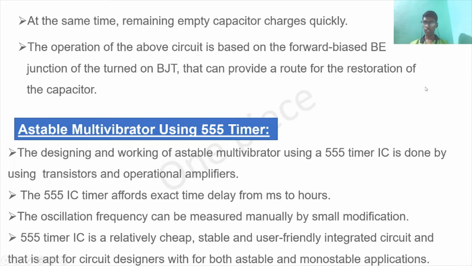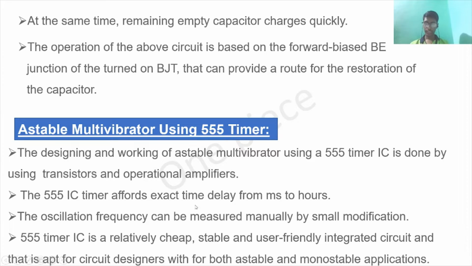Next, the astable multivibrator using 555 timer. The designing and working of the astable multivibrator using 555 timer can be done by using transistors and operational amplifiers. The 555 IC timer affords exact time delay from milliseconds to hours.